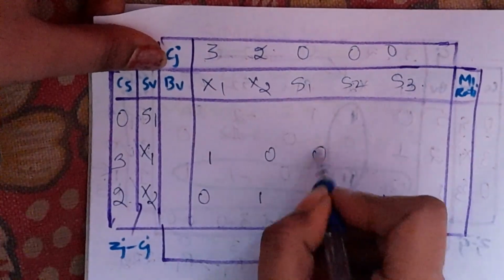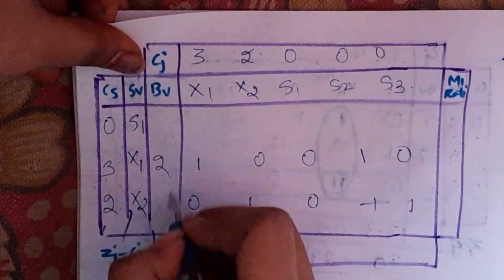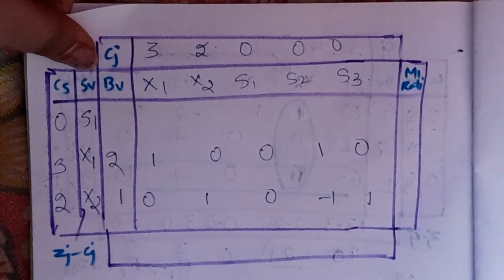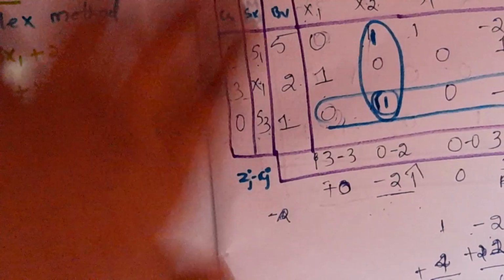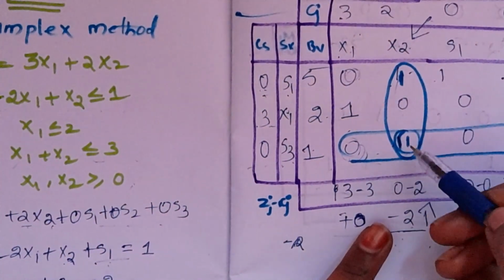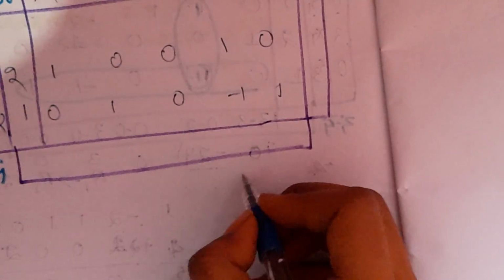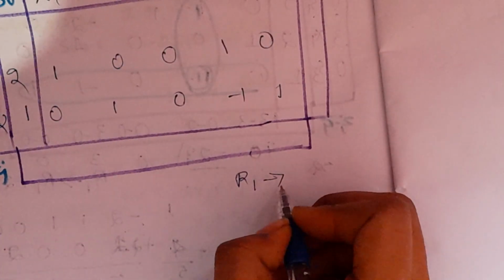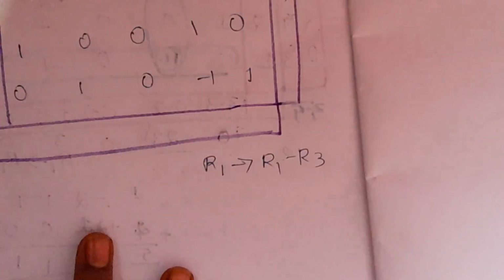One, 0, 0, 1, 0, 0, 1, 0. Here also we have to write these elements 2 and 1. Now we have to calculate row 1. We can calculate it simply by doing this minus this, that is, row 1 minus row 3, or row 3 minus row 1. That is, r1 tends to r1 minus r3.